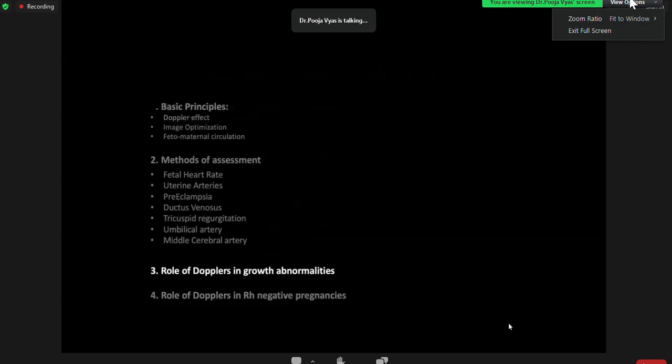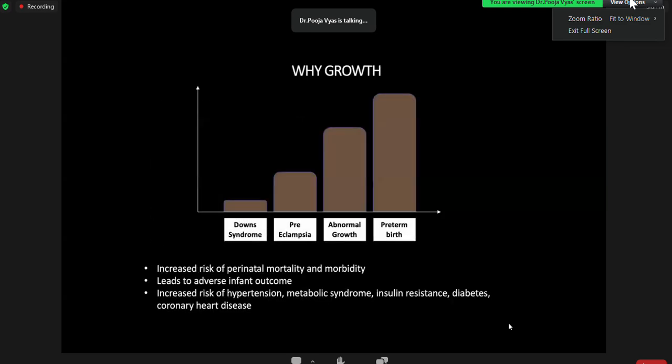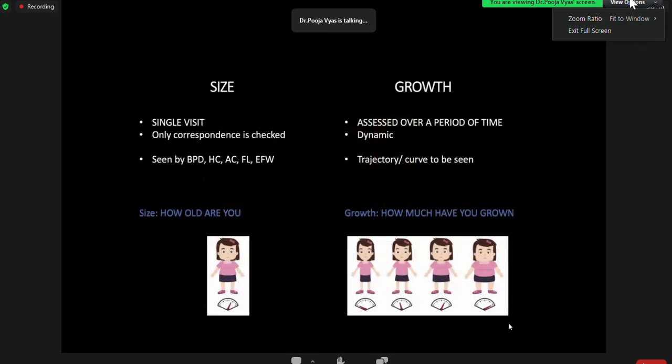Now, role of Dopplers in growth abnormalities. Now, why do we need growth? If we don't check the growth of the fetus properly, there is an increased risk of perinatal mortality, morbidity. It leads to adverse infant outcome and increased risk of hypertension, insulin resistance, diabetes, as well as coronary heart disease.